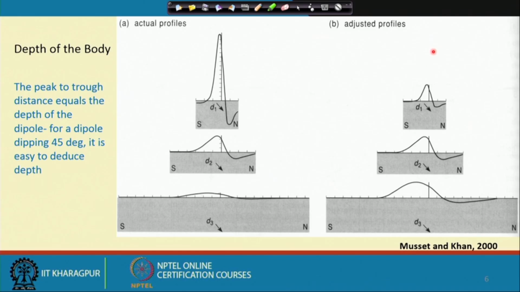And sometimes it also becomes important to know exactly where the body is and what its depth is, because one of the important parameters to measure is the depth of the ore body. So, these are very simple examples here. There is D1, D2 and D3, three different depths of the same body being present, where D1 is the most superficial depth, the least, then D2 and D3, and we could see the nature of the magnetic anomaly.